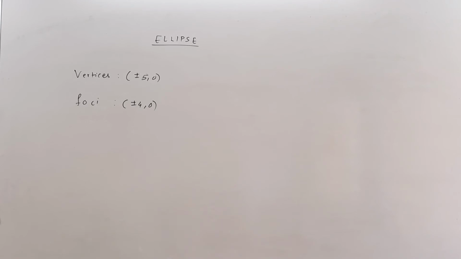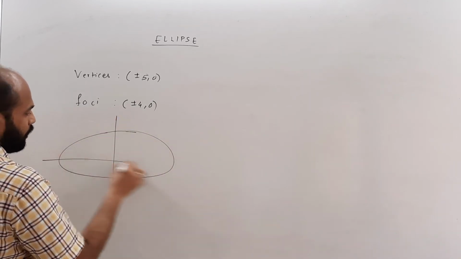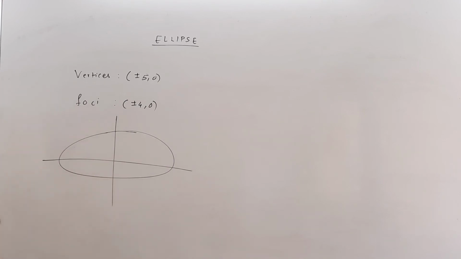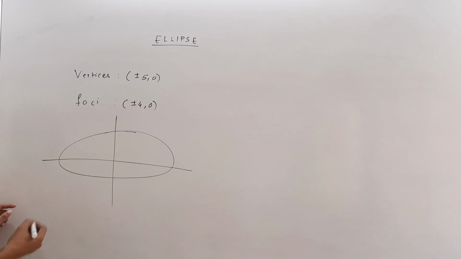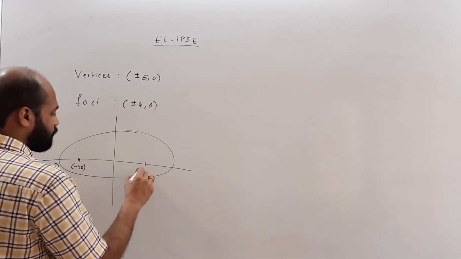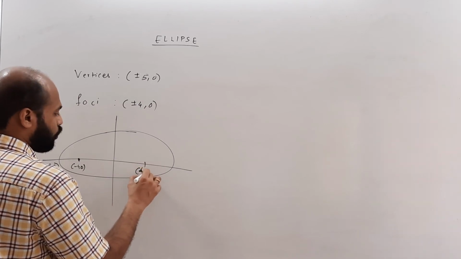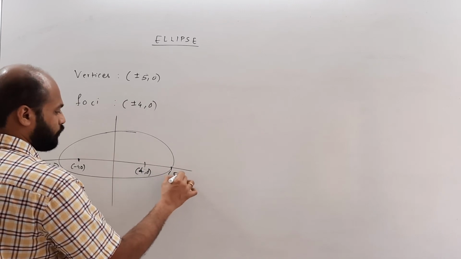So these details are given to us now. Vertices are plus minus 5 comma 0 and foci are plus minus 4 comma 0, and the ellipse is along the normal coordinate axis. So we have to find the equation of this ellipse. So vertex is plus minus 5 comma 0, that means this is minus 5 comma 0, this focus is minus 4 comma 0, and this focus is plus 4 comma 0. So this is going to be 5 comma 0.